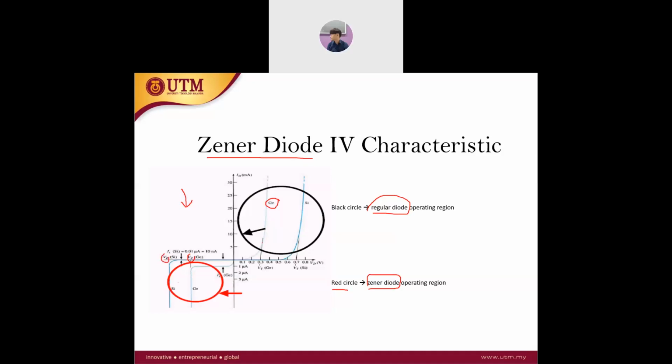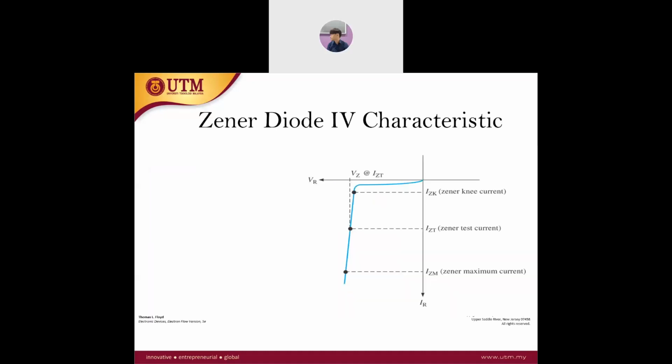You can take note that the VZ for silicon is more negative than for germanium, just like in the forward bias, where VD of 0.7 for silicon is more positive than VD of 0.3 for germanium. Okay, Zener diode IV characteristics. You have this IZK, which denotes the Zener knee current, where, as we learned, the knee is the starting point where the current increases rapidly.